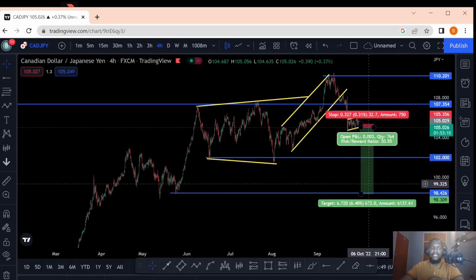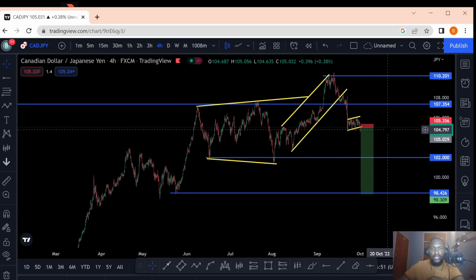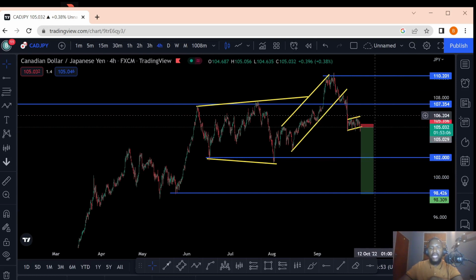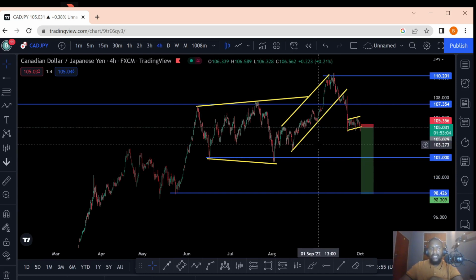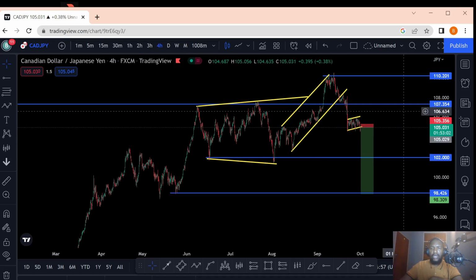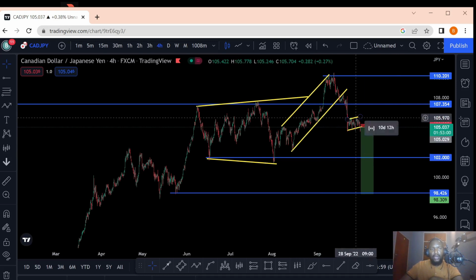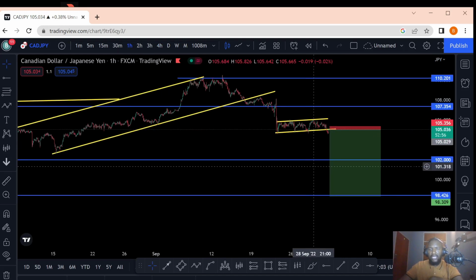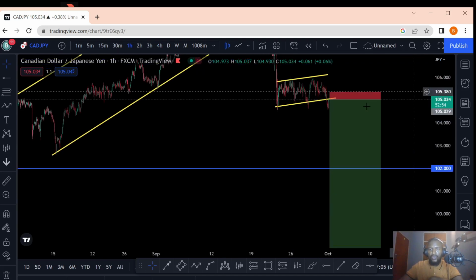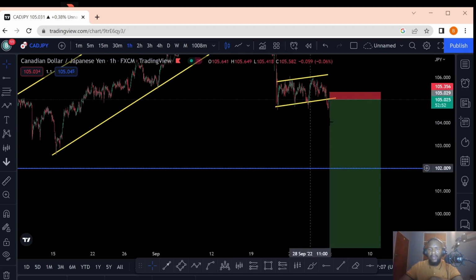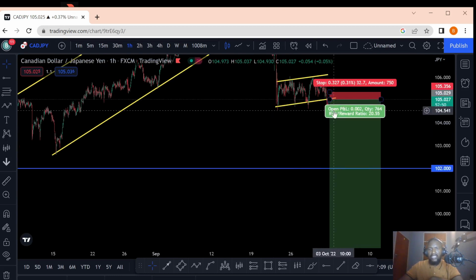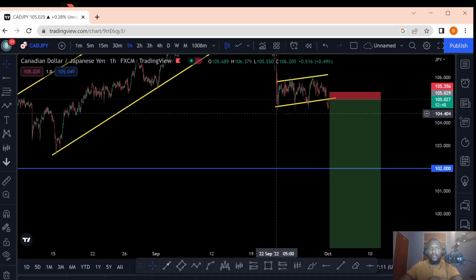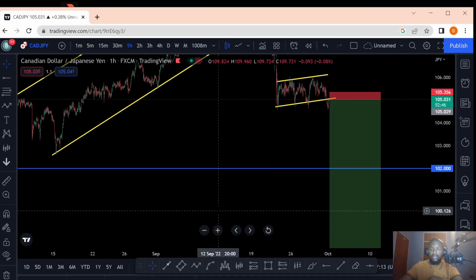So this is one of the aspects that you must look at when you have a correctional phase presented to you on a higher time frame structure or smaller time frame structure. This has been correcting for so long, but from here we are going to be selling this beautiful pair towards the downside, right?